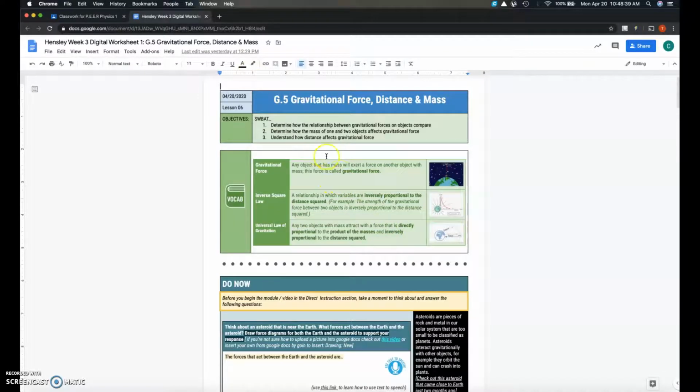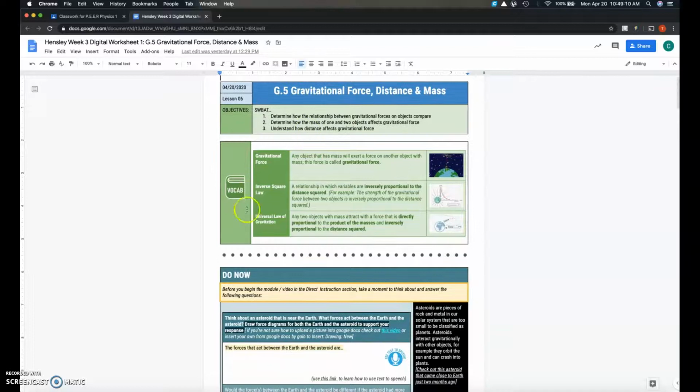Quickly walking through this module. Remember I mentioned it's pretty long. So make sure you pay close attention to this video and any video that's linked into the document itself. So G.5, gravitational force, distance, and mass. Our objectives: by the end of this unit, students will be able to determine the relationship between gravitational forces on objects, determine how the mass of 1 and 2 objects affect gravitational force, and understand how distance affects the gravitational force. You've got a few vocab terms that I would like you all to internalize.